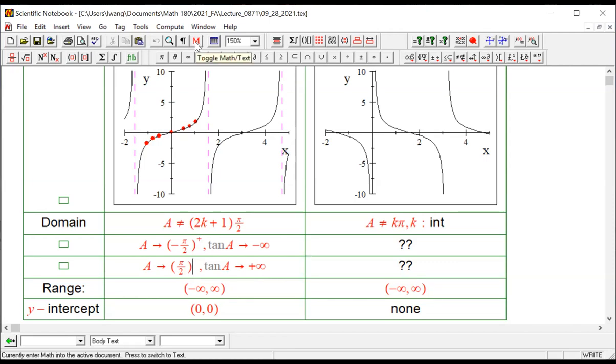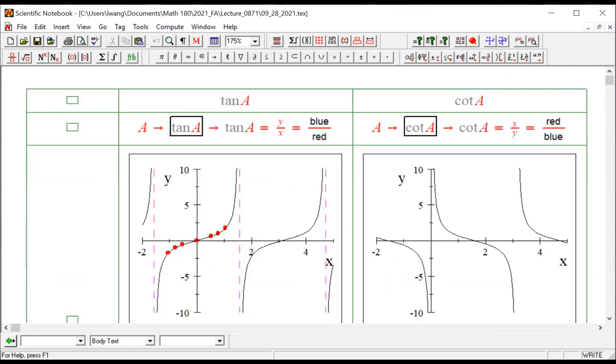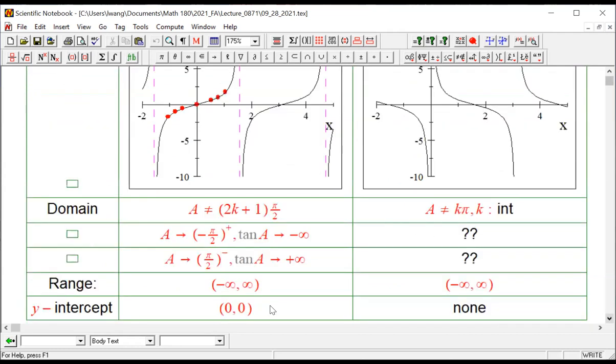cotangent. Oh, did I leave out something here? 175%. I might have a typo here. Okay, just notice. Yeah, no, there's no typo. It's just not visible when the font is not large enough.